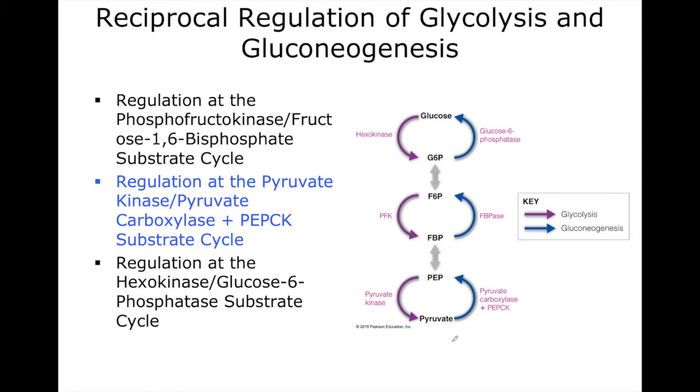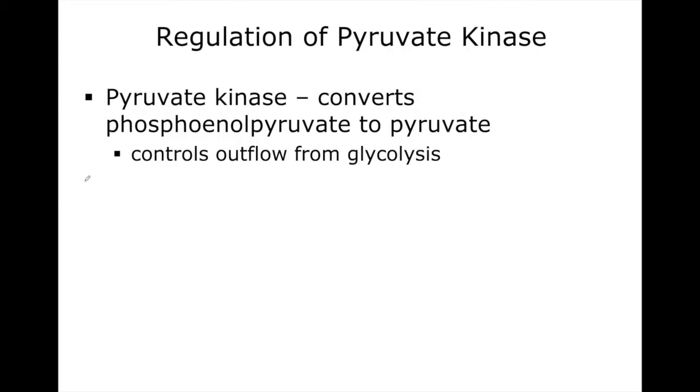We want to continue and talk about the other two, and we want to start by talking about the regulation at this point here, where we have pyruvate kinase in glycolysis, and in gluconeogenesis, we have the enzymes pyruvate carboxylase and phosphoenol pyruvate carboxykinase. So let's look at the regulation of this key point in our two pathways. We want to start by talking about the enzyme pyruvate kinase, which of course is in glycolysis, and it converts phosphoenol pyruvate into pyruvate.